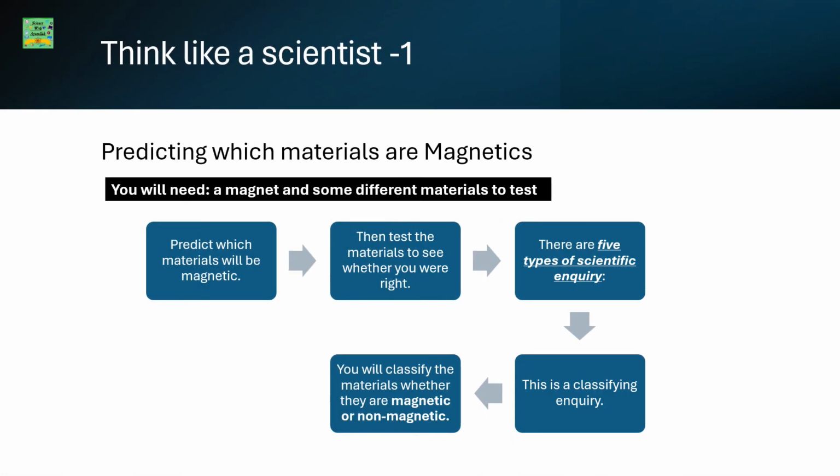Think like a scientist, predicting which materials are magnetic. You will need a magnet and some different materials to test. Predict which materials will be magnetic. Then test the materials to see whether you were right. There are 5 types of scientific inquiry. This is a classifying scientific inquiry. You will classify the materials as magnetic or non-magnetic.